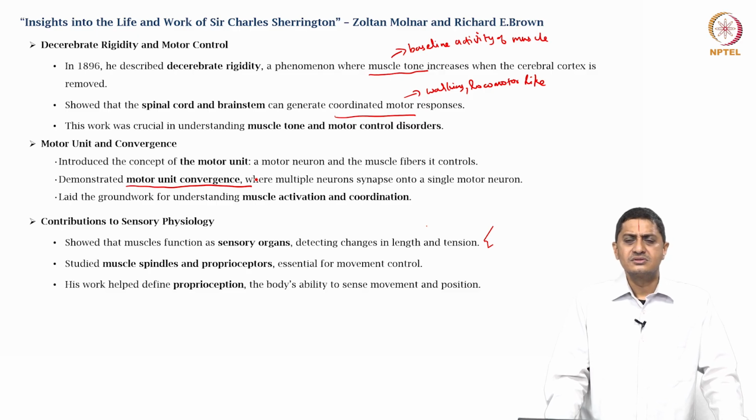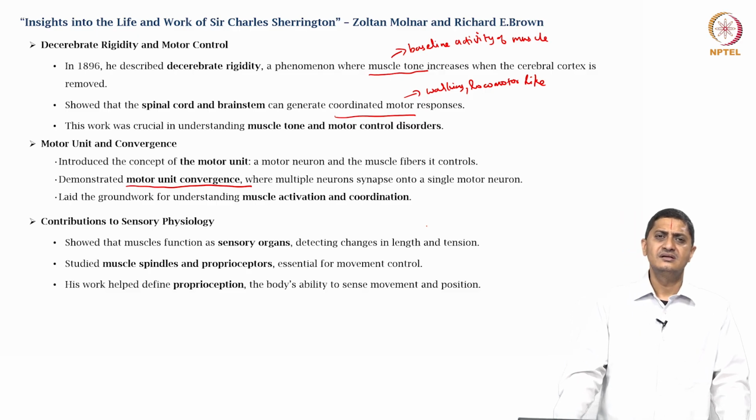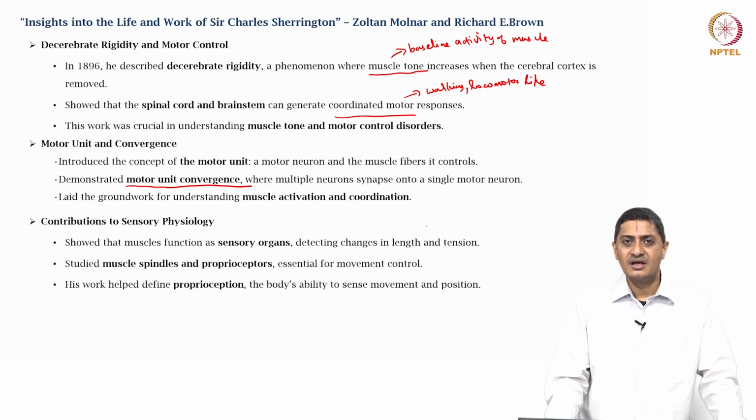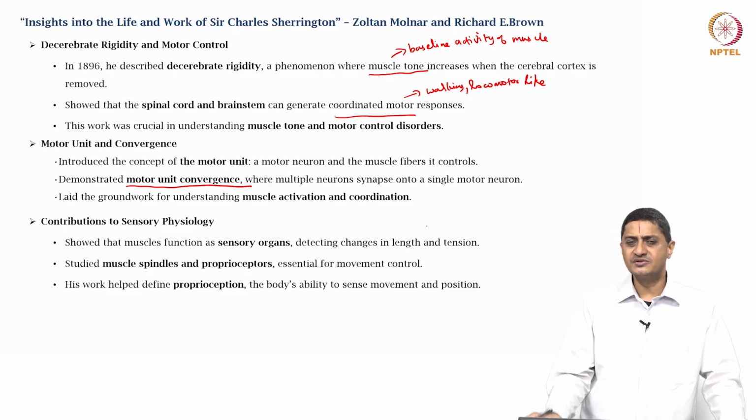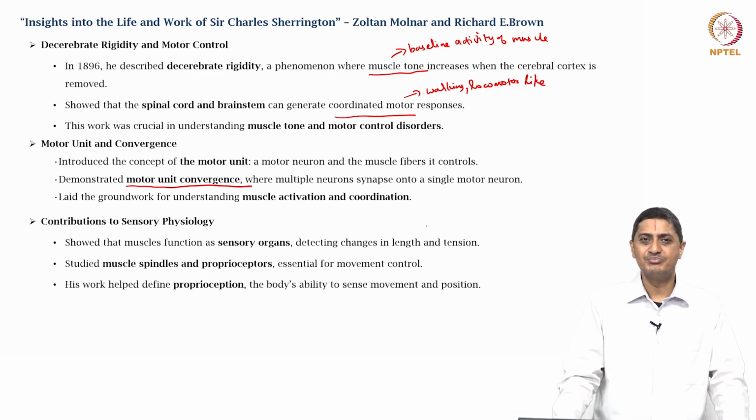He also showed that muscles function as sensory organs. In addition to motor organs, muscles also perform a sensory function, detecting changes in length and tension. This was a theoretical proposal that he had. It was later shown by other scientists that this is indeed true, but he could theorize this purely because of his brilliance. Without having detailed experimental data, he was able to theorize that muscles somehow must have this sense of length and force. It's a brilliant insight that was later shown to be true by other scientists.